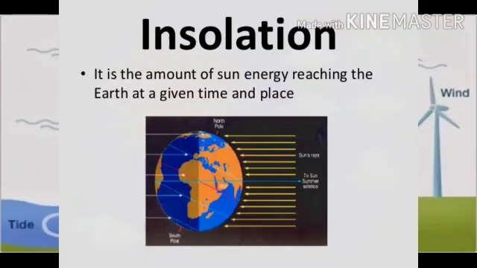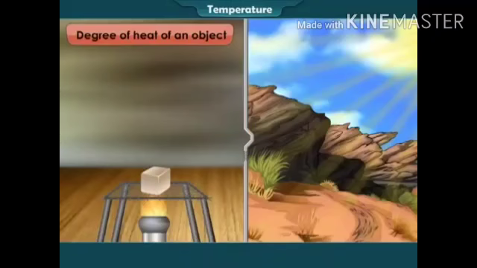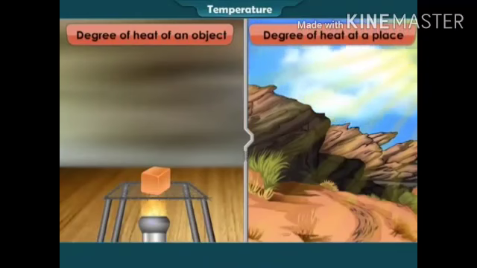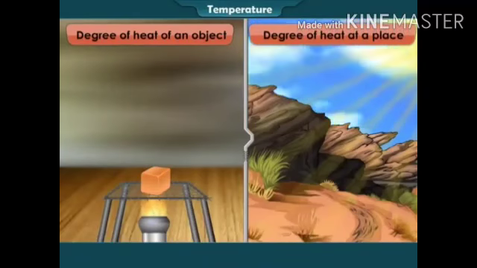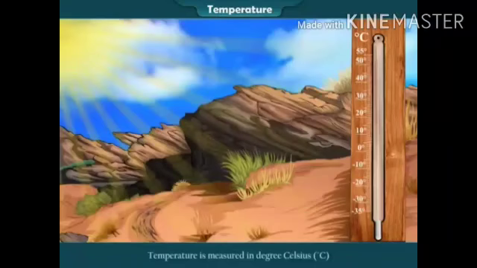What do you mean by insolation? Insolation means the incoming solar radiation from the sun to earth. Temperature is the degree of heat of an object or a degree of heat at a place. So, the temperature of an object or a body measures the heat or the coldness of the object or the body. The temperature is measured in degrees Celsius or Fahrenheit.